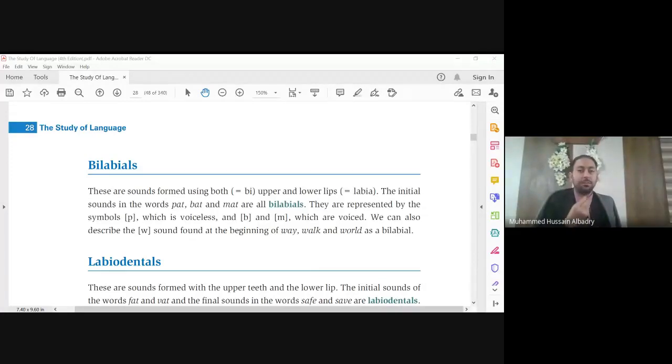So this is bilabial. It means when we use both of our lips, we produce sounds by using our two lips. B or P, M. This is the place. What is the place? The place is bilabial. Bilabial means using two lips to produce this sound.